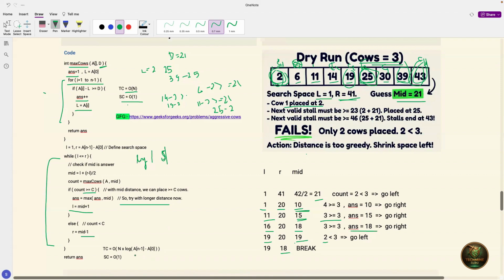So what is our search space? A of n minus 1 minus A of 0. So what is our total time complexity? N taken by the max cows function and log of search space taken by the binary search algorithm. And since in both the code we are not taking any extra space, our space complexity will be O of 1 only.